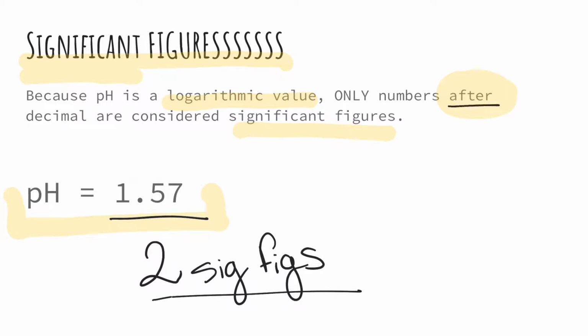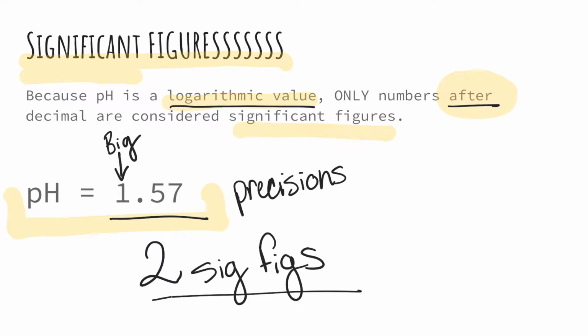Again, after the decimal place. The reason for that is that this number in front is essentially telling us how big or small the logarithmic value is. It's not adding to the precision of the number. That's the very basic explanation of that. Remember, it applies to pH values and pOH values.